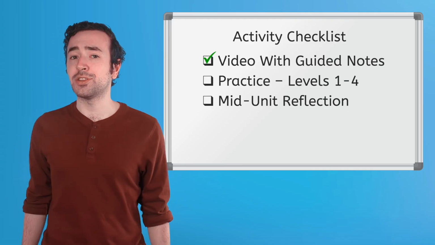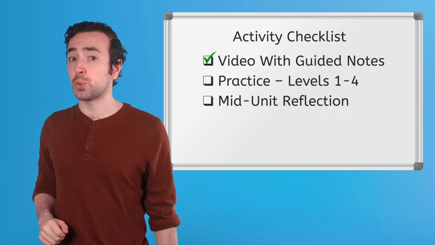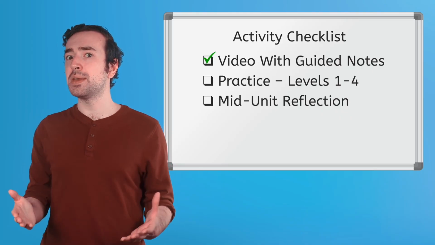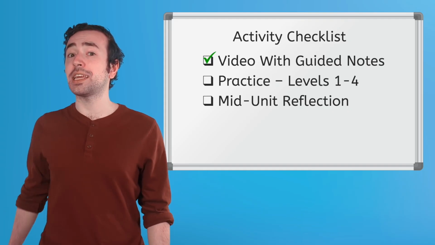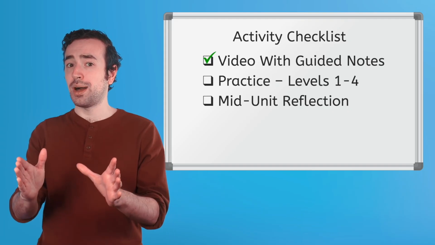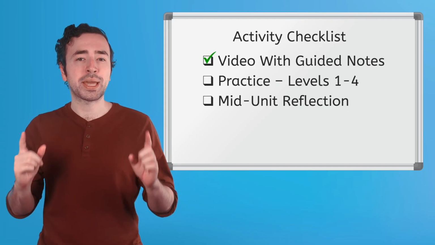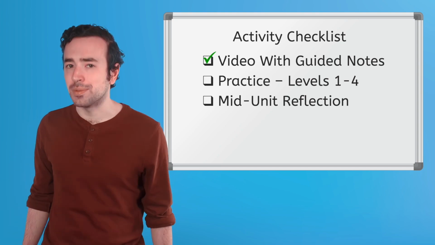After completing the guided notes, go ahead and move on to practice levels 1 through 4 and then the mid-unit reflection. Until next time, keep questioning, keep calculating, and remember, angles that correspond and sides in proportion make a set of shapes that are similar.